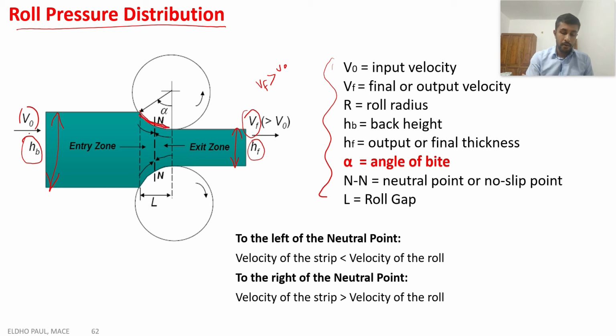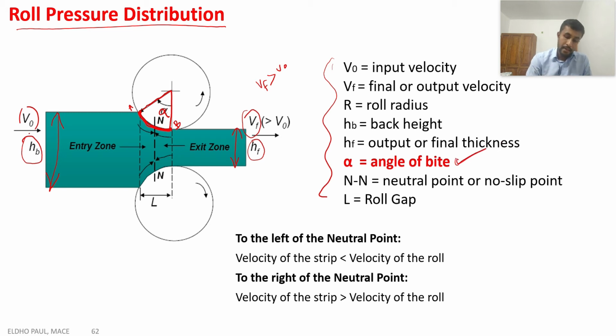In this rolling gap we have different angles. The main important angle is the angle of bite, alpha. This is the contact area starting at point A and ending at point B, the contact area between the roller and workpiece. This is the arc of contact between the roller and the workpiece, and the included angle of this arc of contact is called the angle of bite, alpha.